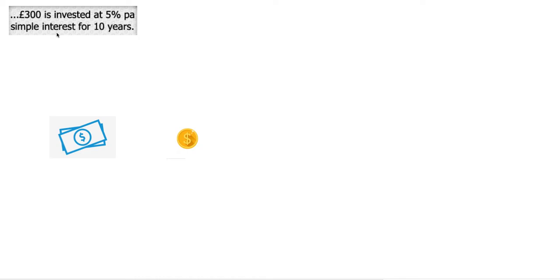So we have £300 invested at 5% per year, or per annum. That just means per year. So that's what PA means. Simple interest for 10 years. Basically, what you have, let me write down over here.